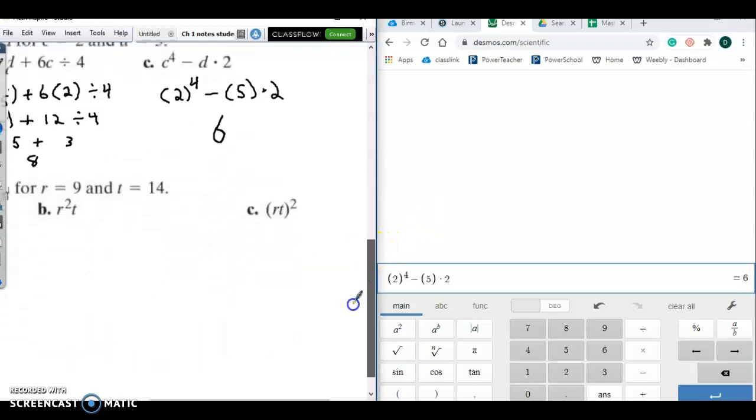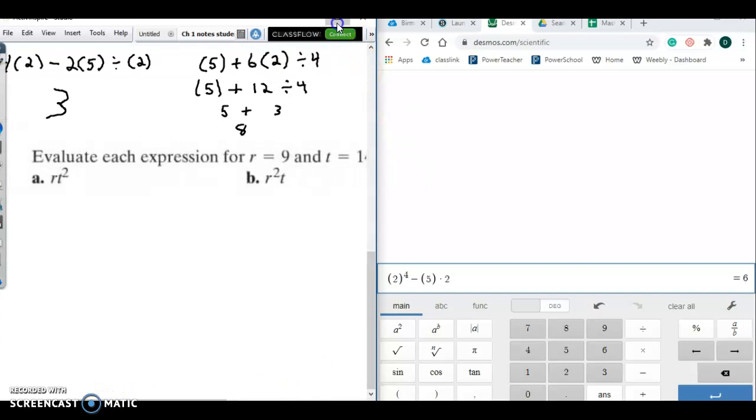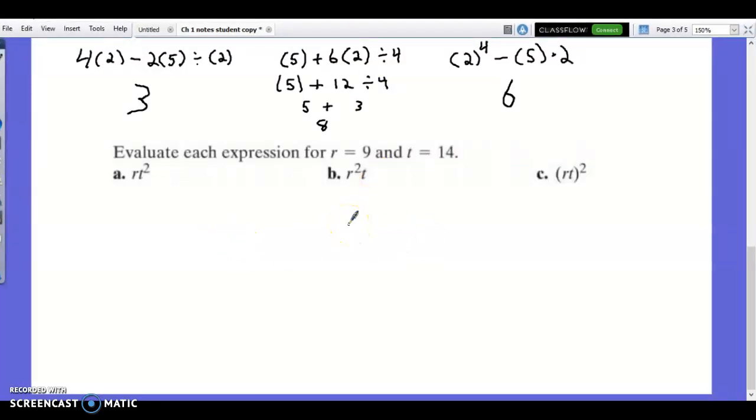All right, so now we're going to do the same thing with these problems. Again, it's a lot of practicing writing and then putting it into the equation. So in this we have RT squared. So R times T squared. So again, R is 9, T is 14. So I'm going to do 9, 14 squared. Over here, I'm going to put parentheses 9 squared, parentheses 14.